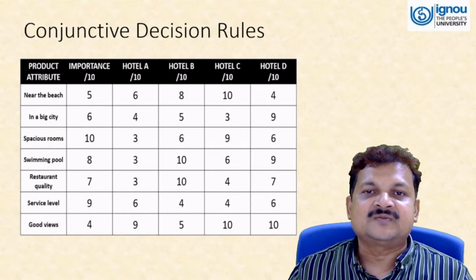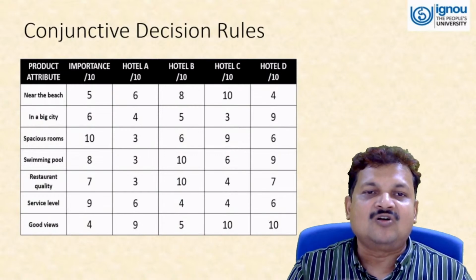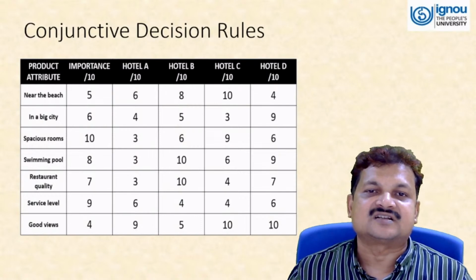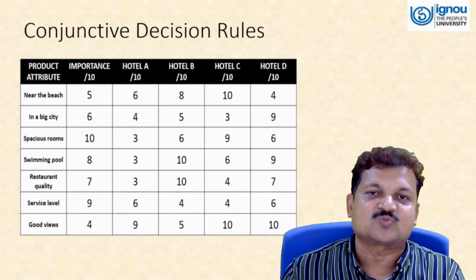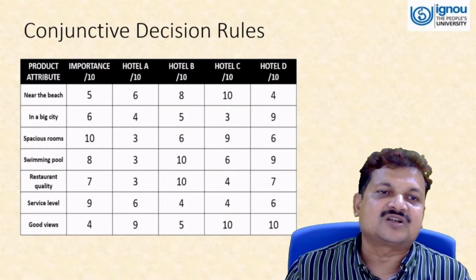If you are selecting that, it is Hotel C, then it is 10 and 3. Then Hotel D, that is 4. That means all the four hotels are rejected. On one attribute, if you find it is higher, then on the second attribute it is lower.